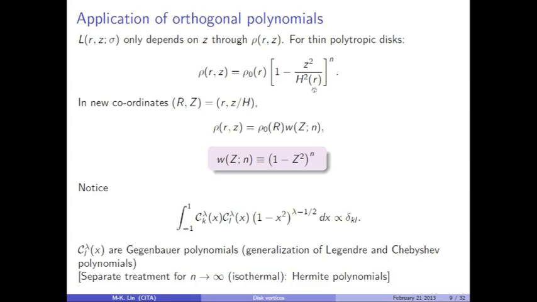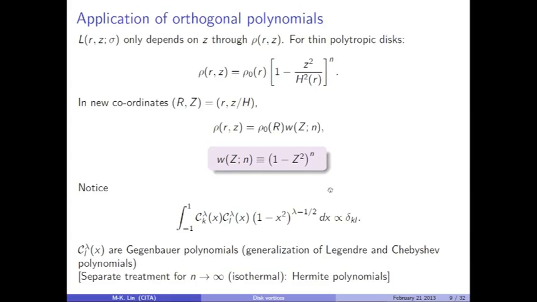Now if we go to a new coordinate system where we normalize the height by the local disk thickness, then the density field is separable. So it looks like this. So it's a function of radius multiplied by a function of this normalized height, W here. Now W is the vertical stratification function, and in these normalized coordinates, the stratification function is 1 minus the normalized vertical coordinate squared to some power.